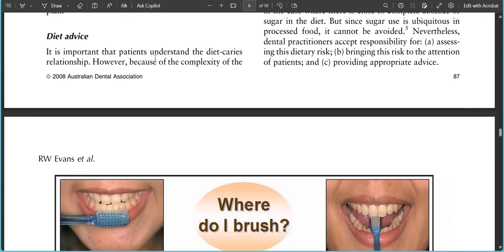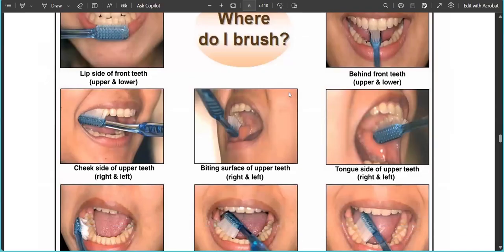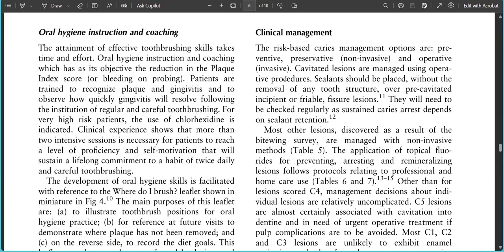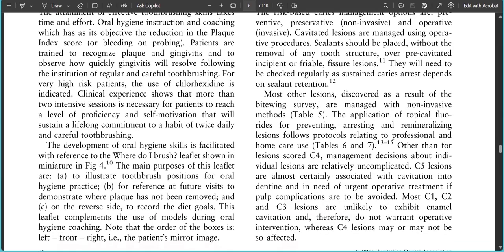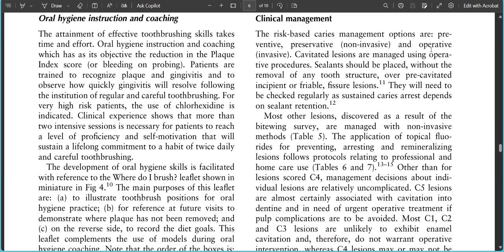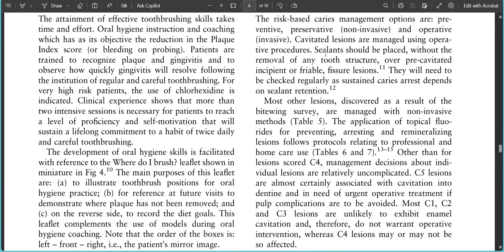So you need to give the dietary advice. You need to give them demonstrations on how to brush their teeth and do the flossing. Also, the clinical management needs to be done according to their risk: preventive and operative. Cavitated lesions are managed using operative procedures.